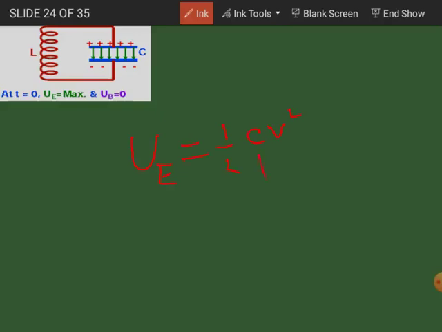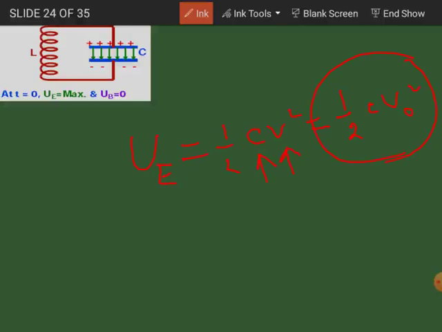C is the capacitance of the capacitor, and capital V is the instantaneous potential difference between the two plates of the capacitor. If this potential difference is at the very beginning, that will be the peak value of the potential, or the maximum potential difference. In that case, it will be represented by half C V naught square. This will be the maximum value of the potential energy stored in the capacitor.